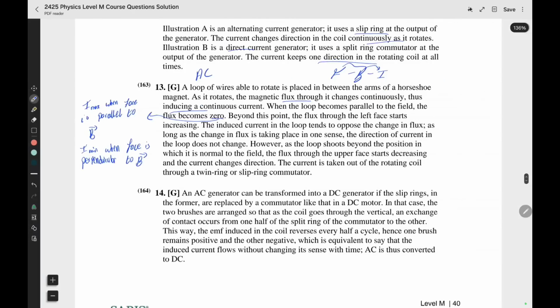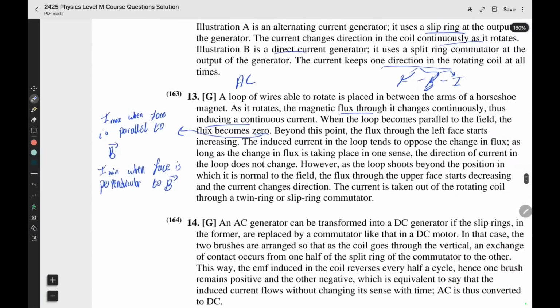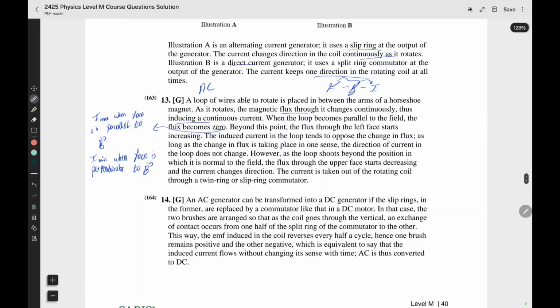Okay, so let's summarize quickly. First, we're going to say that when you rotate the loop, there's a change in magnetic flux, which causes an induced current.